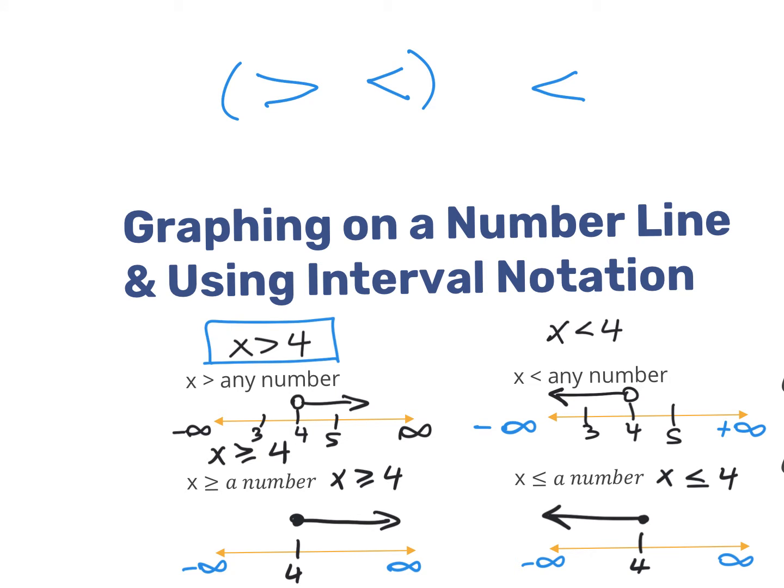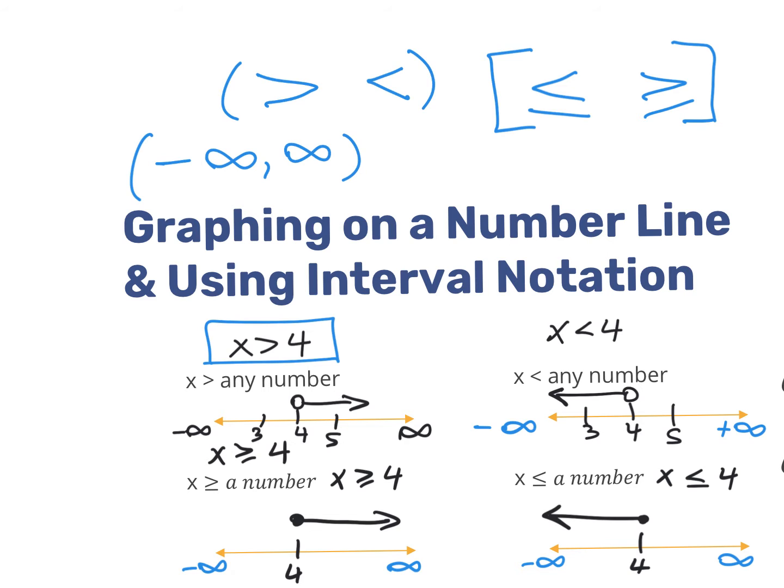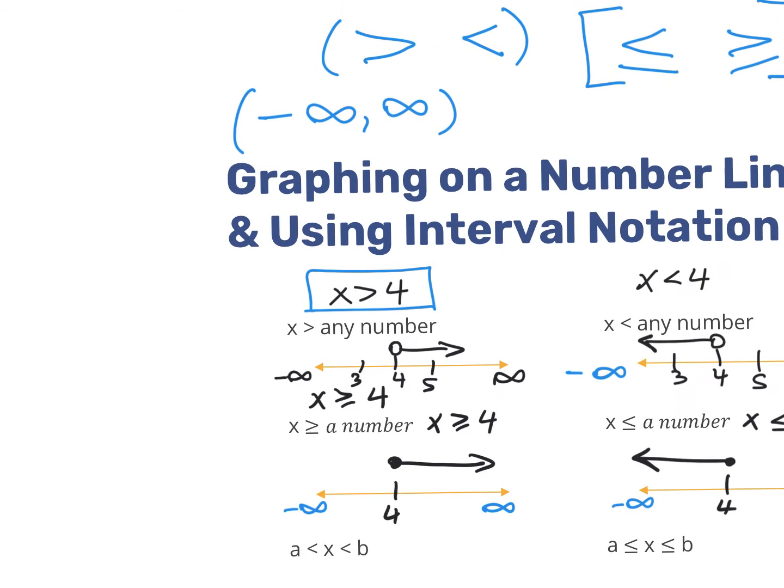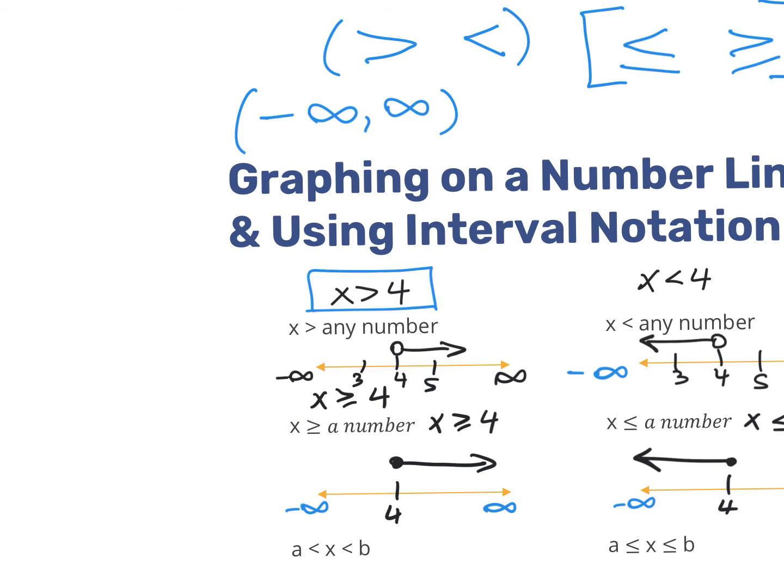When it's going to be a less than or equal to or a greater than or equal to, it's going to put brackets around the number. When we include infinity and negative infinity in our answer, these always get parentheses surrounding them. So let's go ahead and do the first one where it's x is greater than 4.